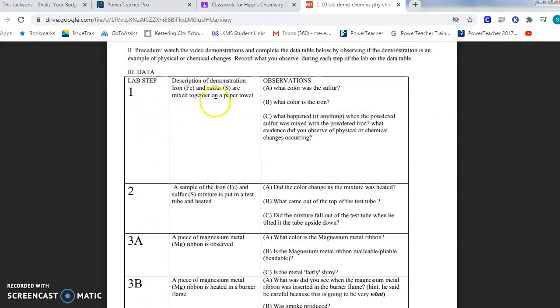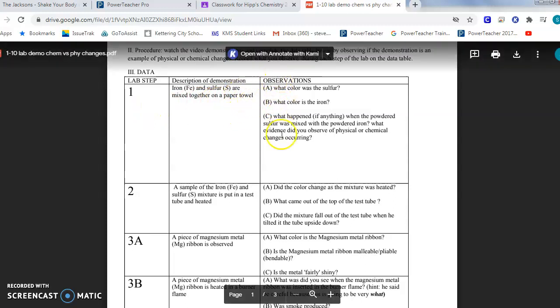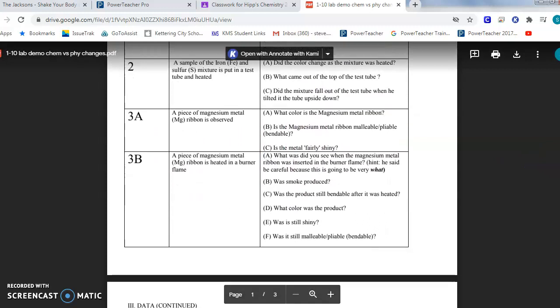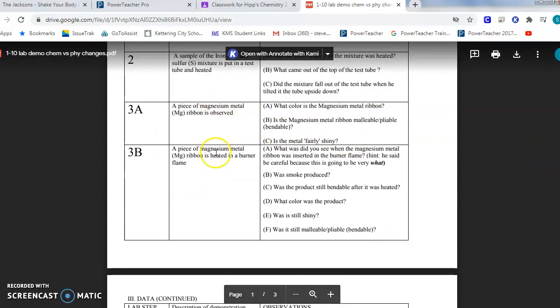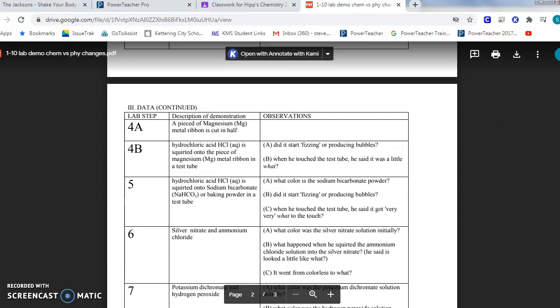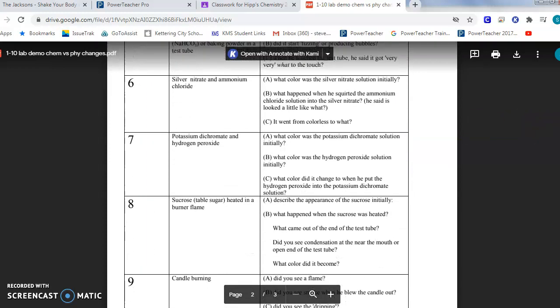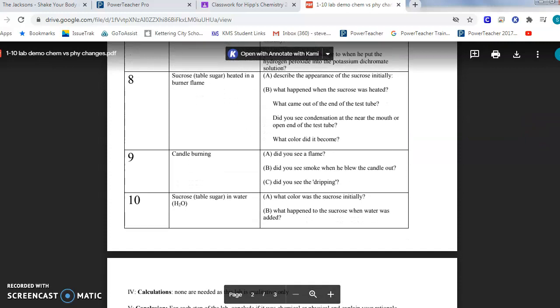The first thing he does is right here. You'll watch it and answer these questions, recording your observations. Then you'll watch the second thing, record your observations by answering these questions. Then there's a third thing he's going to do, involving magnesium metal. Record what you see. Then we're going to see a fourth thing, two steps to the fourth thing, again involving magnesium. Then you're going to see a fifth demonstration, 6, 7, 8, 9. You're going to actually see 10 things done in the lab, and you're going to make your observations right here.